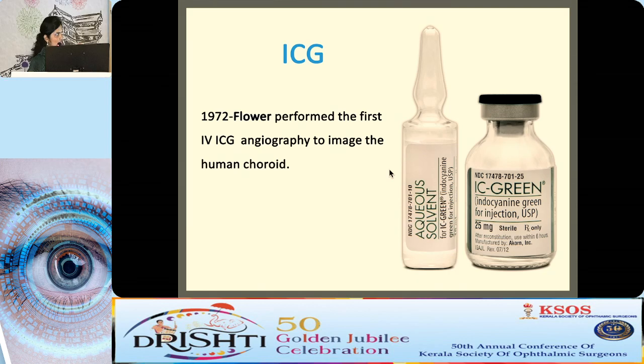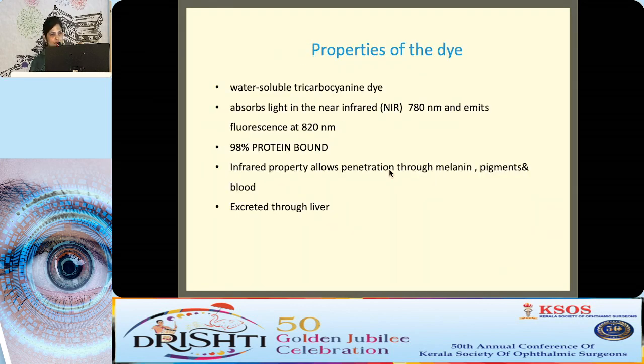Next topic is ICG. ICG was first performed in 1972 by Flower, to image the human choroid. The properties of this dye: it is a water-soluble tricarbocyanine dye, absorbs light in the near infrared range of 780 nanometers and emits fluorescence at 820 nanometers. The importance of this dye is that it is 98% protein bound. The infrared property allows penetration through the melanin pigments and blood, and it is excreted through the liver.